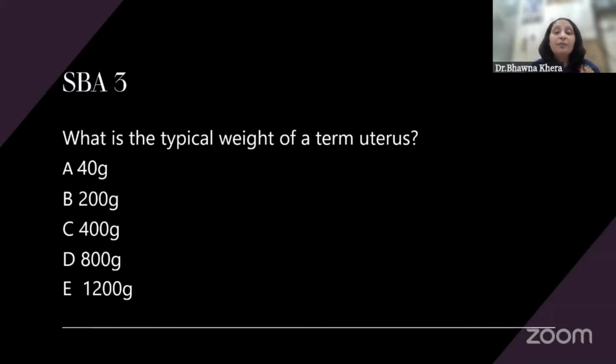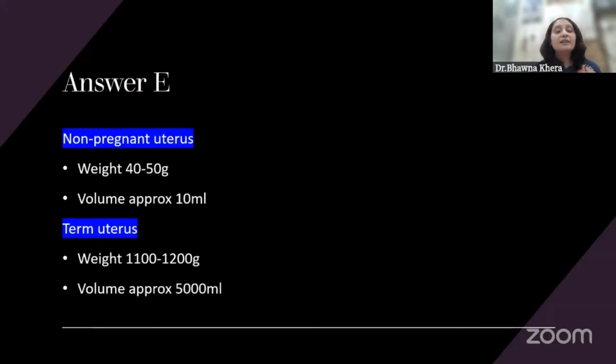So the non-pregnancy weight is only 40 to 50 grams. Now, of the non-pregnant uterus, sorry, it was a mistake. So it's a non-pregnant uterus. It was 40 to 50 grams. So what happens in the pregnancy? This could reach up to 1100 to 1200 grams.